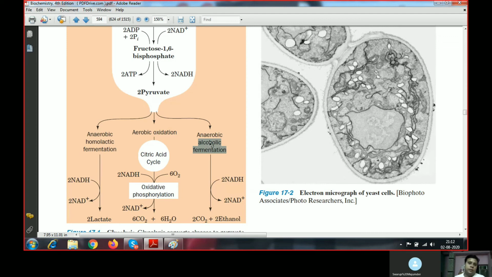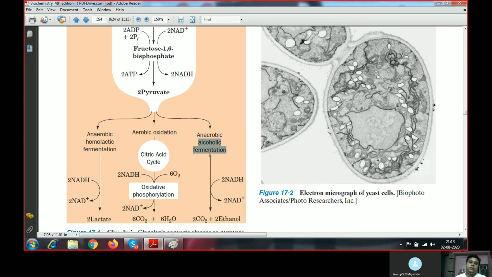So in the first step, where pyruvate is converted to acetaldehyde, carbon dioxide is eliminated, and for this particular reaction you require an enzyme called pyruvate decarboxylase. Decarboxylase means you are removing carbon dioxide from a compound. Pyruvate is a 3-carbon compound, and ethyl alcohol, which you are going to produce, is a 2-carbon compound.